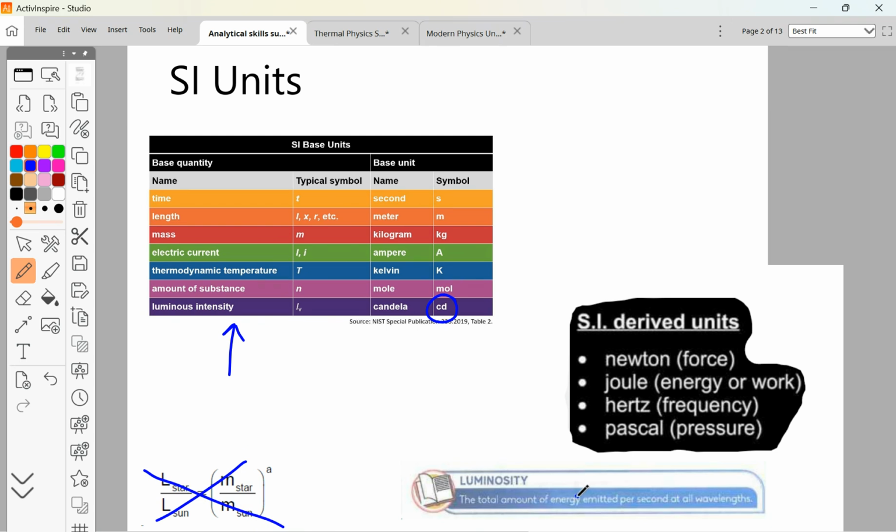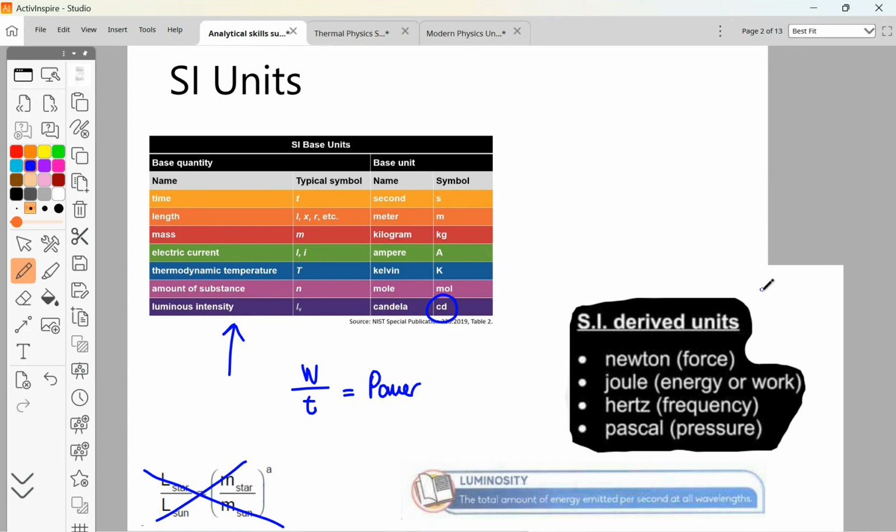If you look at the definition for luminosity, it's the energy emitted per second. So if you're thinking about energy per second, so that's basically work or energy over time, which is power. And that is definitely not a base unit, because that is measured in watts, which is not a base unit. So it's not a base quantity, I should say.